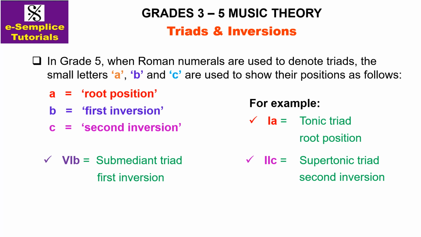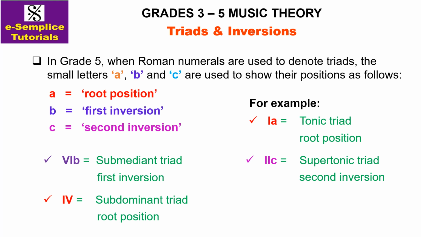Now we have 2C. 2 means the triad is built on the second degree of the scale, and the second degree is supertonic. So 2C means supertonic triad and second inversion, because C means second inversion.